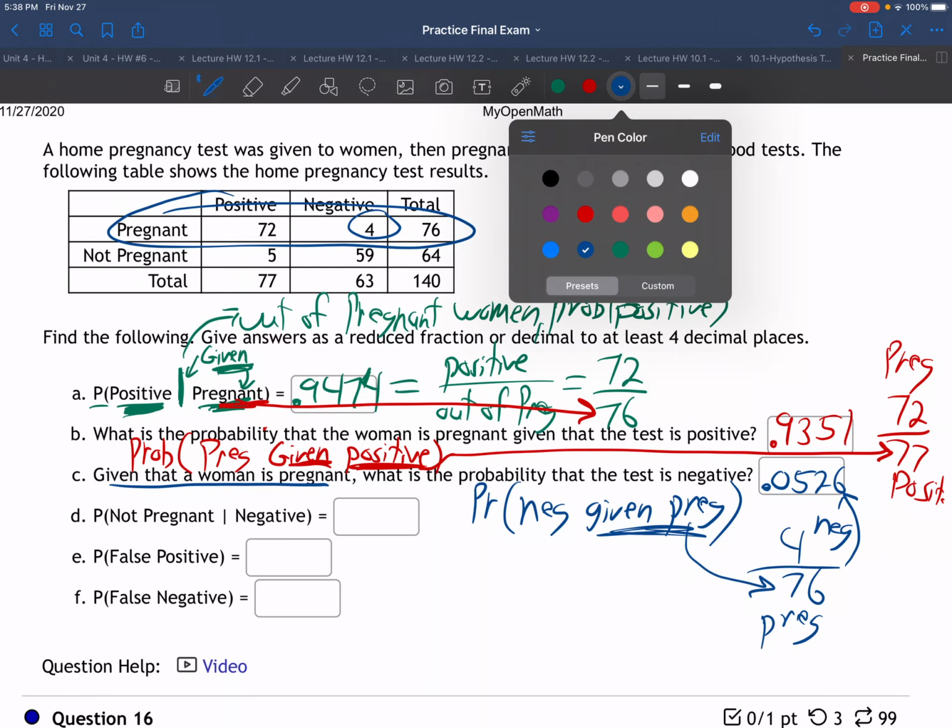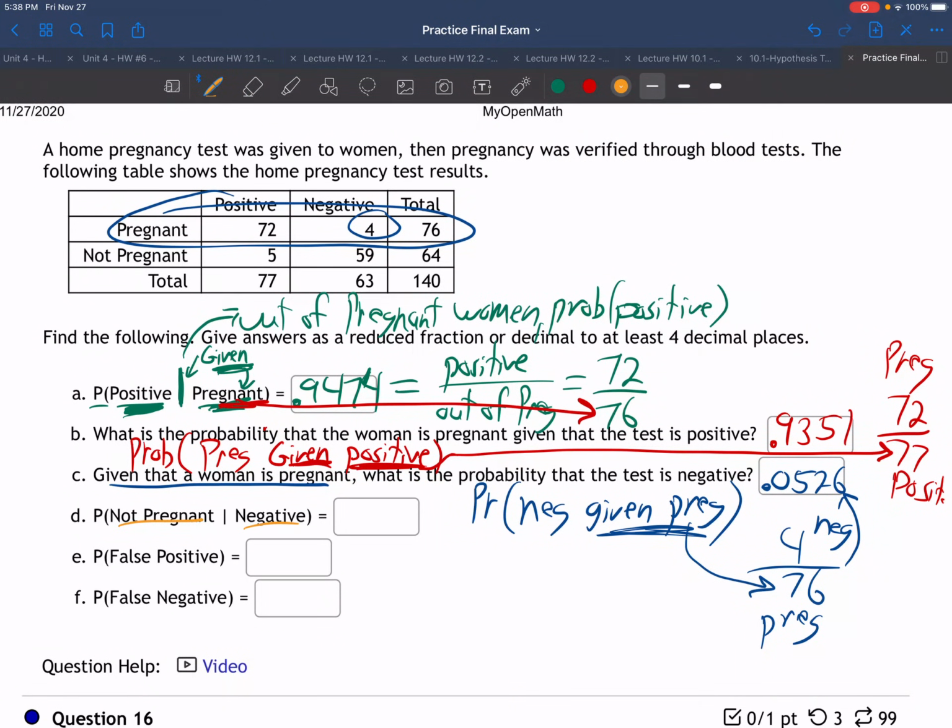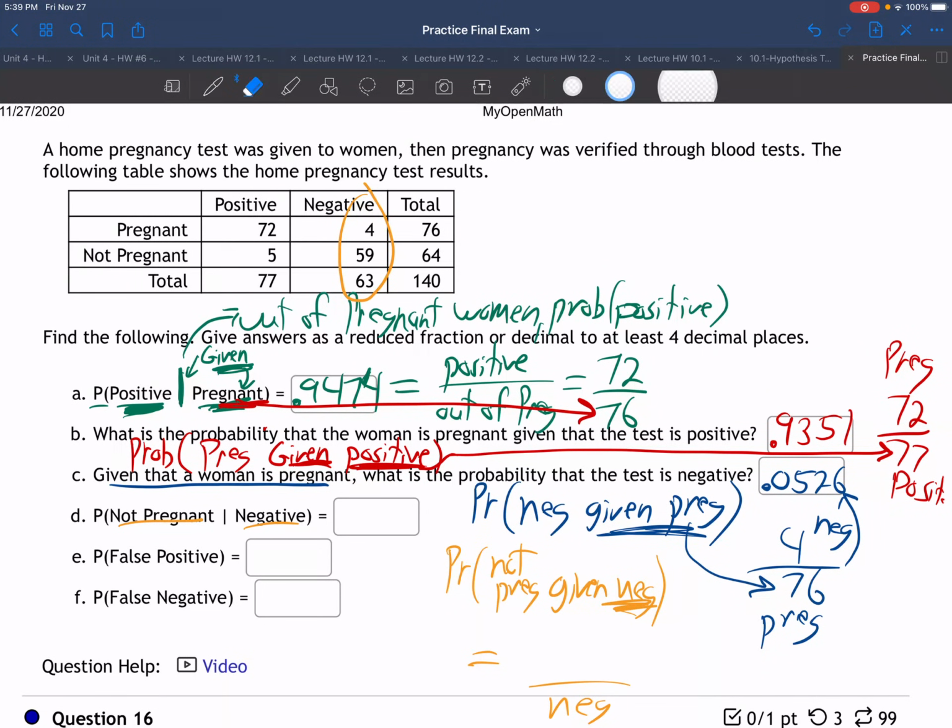Okay, another one of these. Not pregnant given negative. So the probability not pregnant given negative. Again, the denominator is the given. Let's go back up to our chart. We're going to circle only the negative people. That's these women. So out of those 63 women who tested negative, we're given that the woman tested negative. Out of all the women that tested, what's the chance she's really not pregnant?